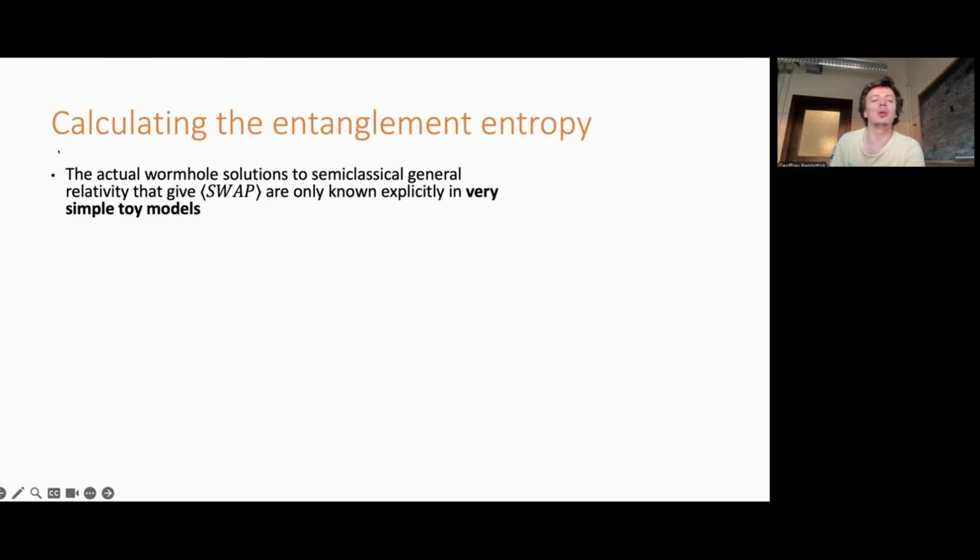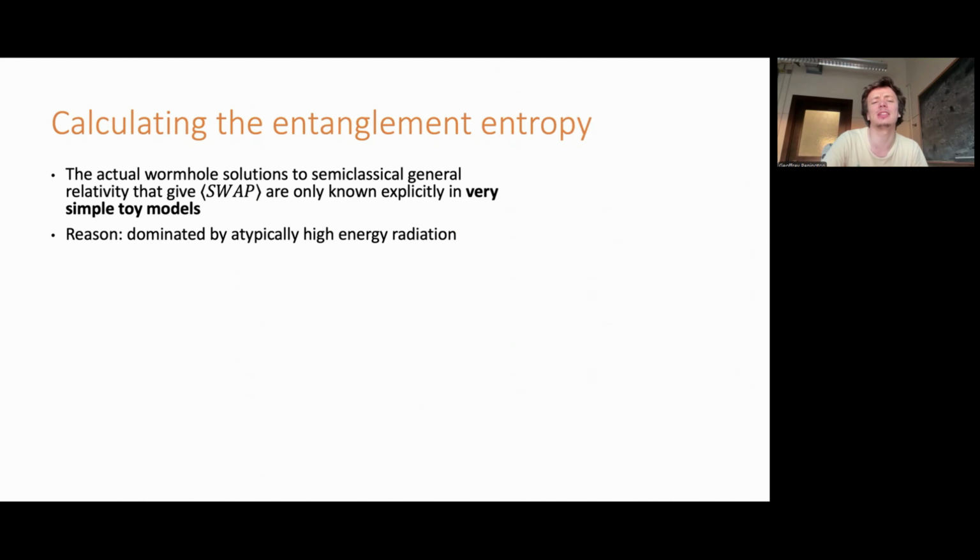The second problem is that unless we're in a very simple toy model, then this space-time wormhole that swaps the two interiors, we don't know the explicit semi-classical solution that gives it. So we are very confident there should exist some saddle point, Euclidean saddle point, that describes this wormhole, but we don't have explicit examples in something like our universe with 3+1 dimensions and lots of fields and so on.